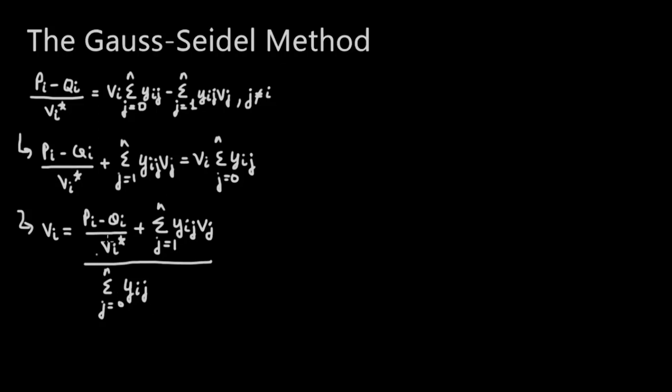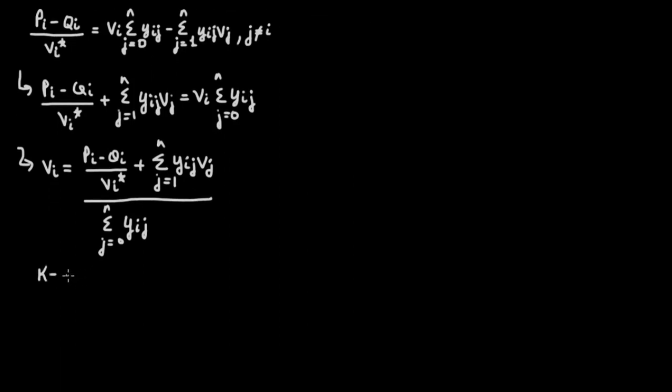But what I want to introduce now is the concept of K. We're going to call K the present iteration, because I don't want to get current confused with amperage. And of course then K plus 1 would be the next iteration. So we're going to define this equation in terms of the present iteration and the subsequent iteration.